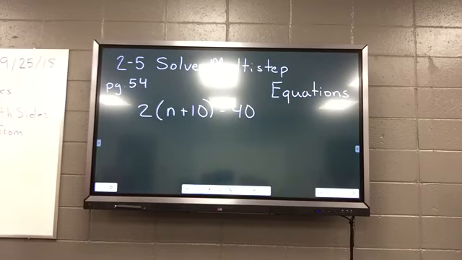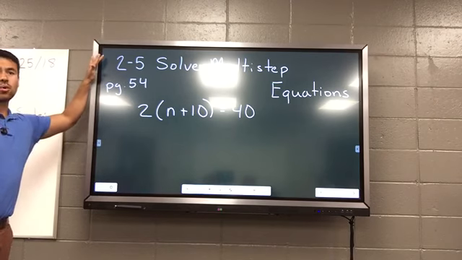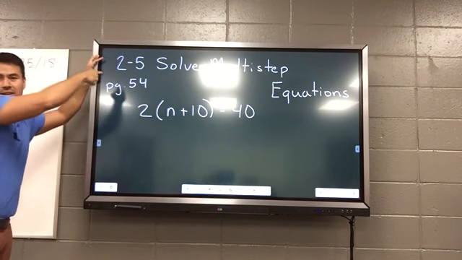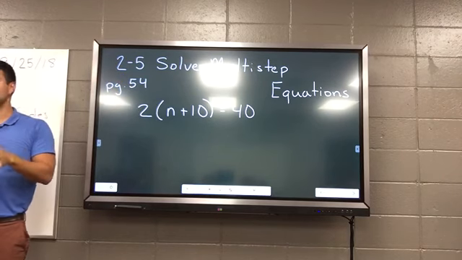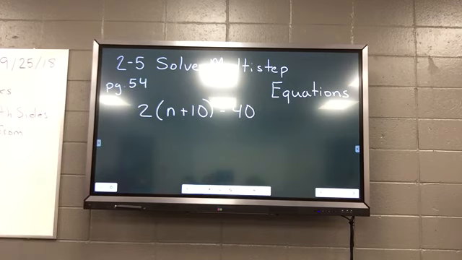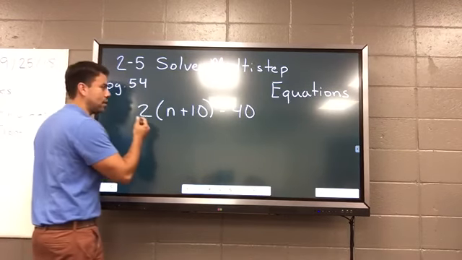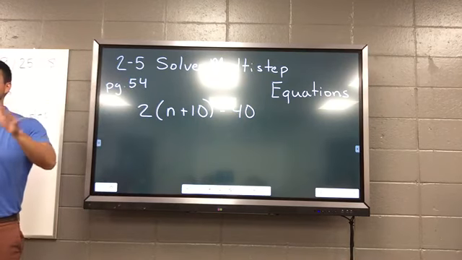So we're talking about solving multi-step equations, section 2-5. Your quiz on Friday goes up to 2-5. So if you get up to this lesson, you're really set for that quiz on Friday, which will be a good thing. But here I have an equation, and do you guys notice what the difference is between this equation and the ones you've already done this year?